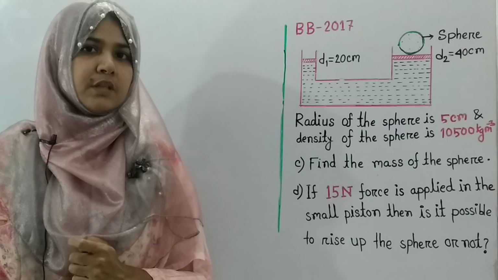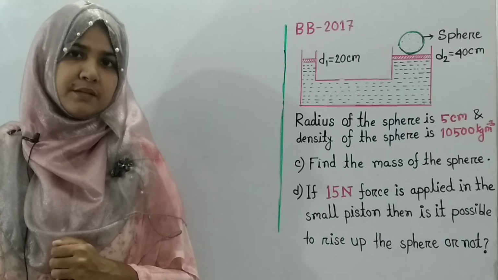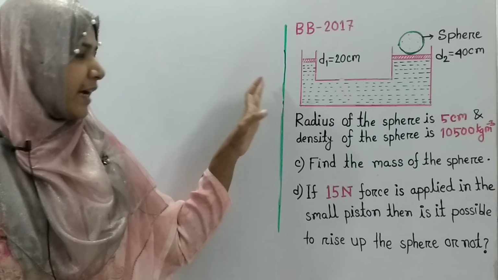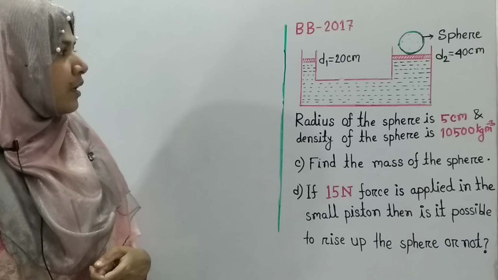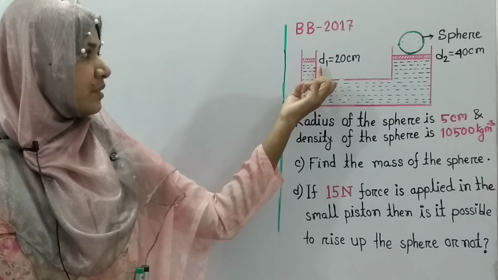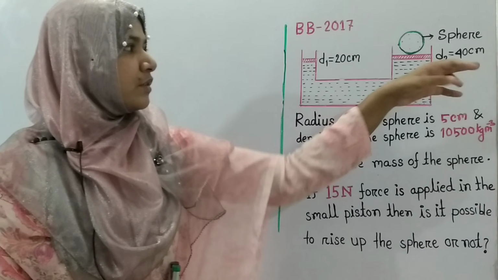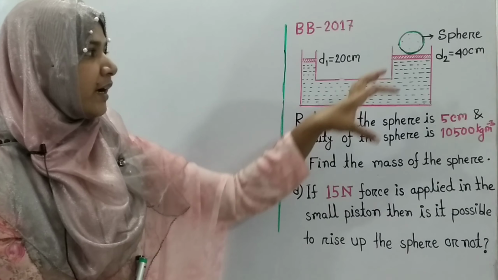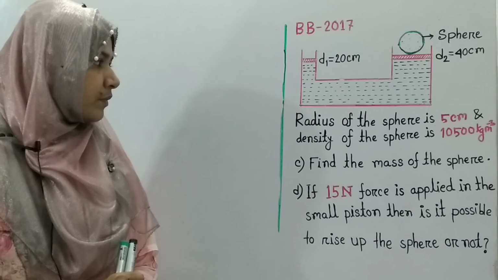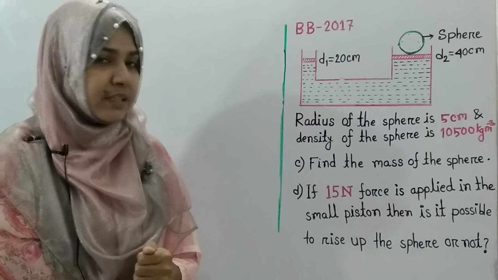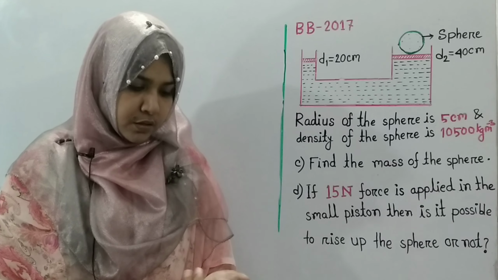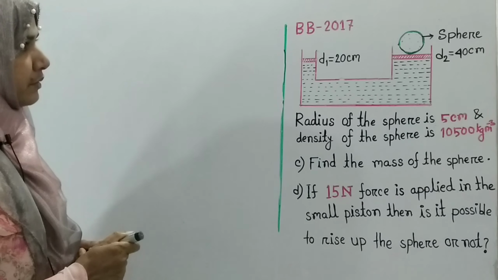Our first creative question is from Barishal Board 2017. Here you can see a diagram of a hydraulic press machine. The diameter of the smaller piston D1 is 20 cm and the diameter of the larger piston D2 equals 40 cm. And there's a sphere on the larger piston. The radius of the sphere is 5 cm and the density of the sphere is 10500 kg per meter cube. Now question number C: find the mass of the sphere. So let's start to solve the question.